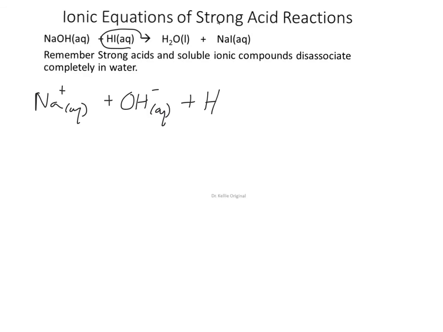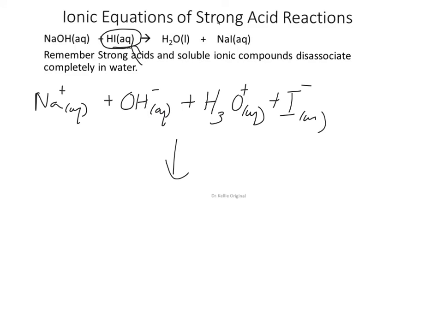Here's where the difference occurs. What happens when an acid dissociates? Does it form the hydrogen ion? No, it forms the hydronium ion, and the iodide ion. Then, I'm not going to crowd things.